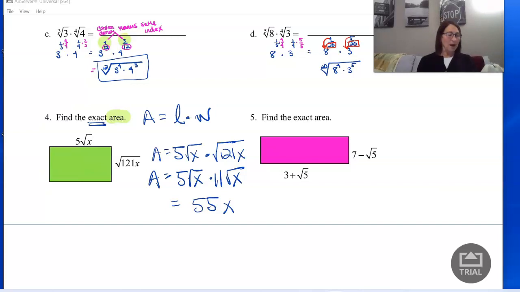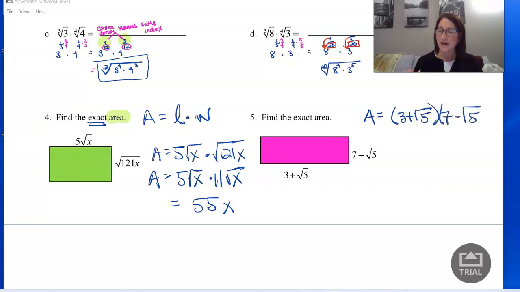All right. So for this next one, you can go ahead. I'm going to set it up for you. Area is equal to 3 plus root 5 times 7 minus root 5. And that, once you work it out, is going to give you 16 plus 4 root 5.